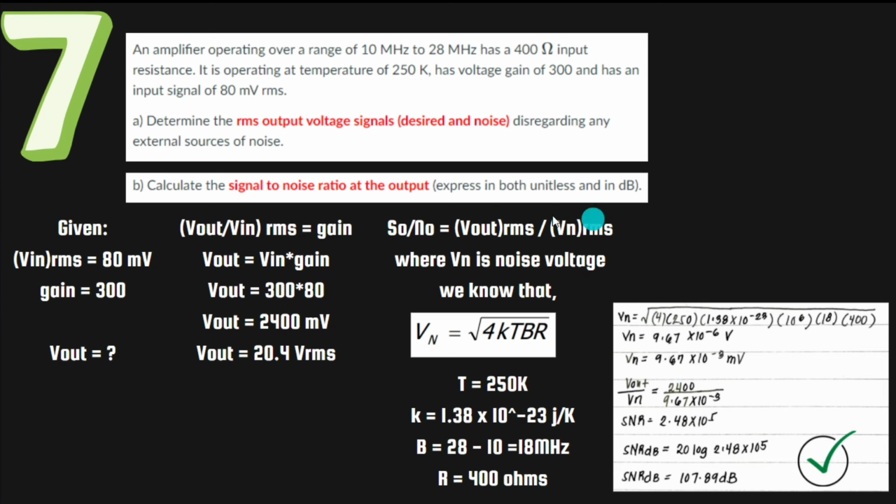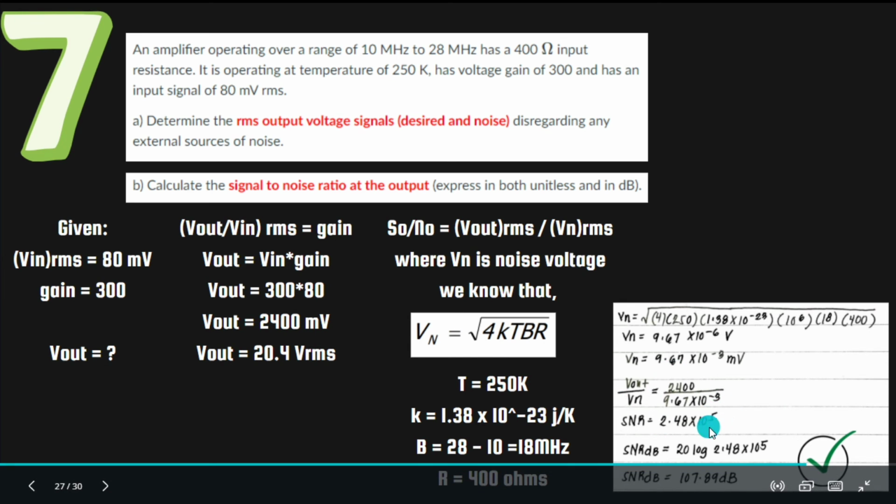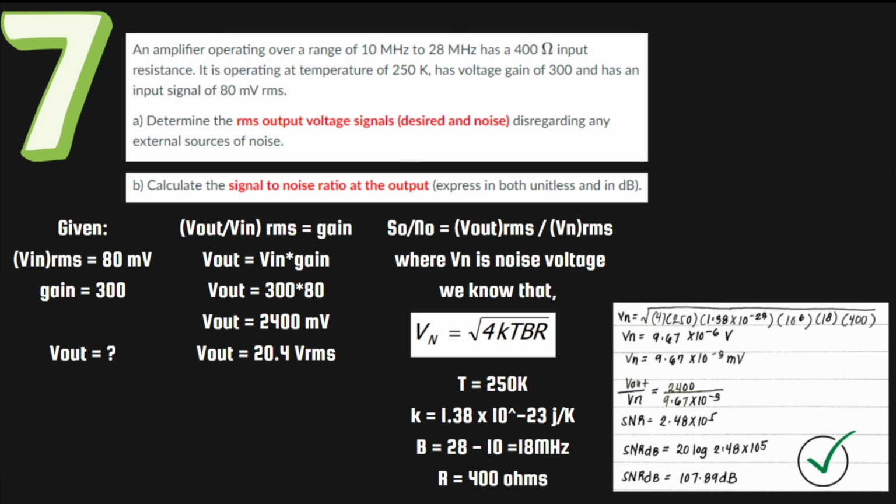Applying that in this formula, V out over Vn, we get 2400 over 9.67 times 10 to the negative 3. And the signal to noise ratio will be 2.48 times 10 raised to 5. Converting that into decibels, we apply this SNR to the equation, 20 log 2.48 times 10 raised to 5, and that will be equal to 107.89 decibels.